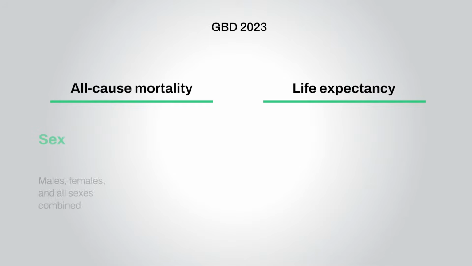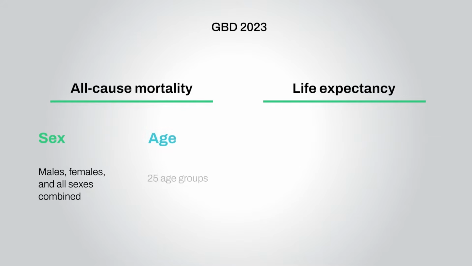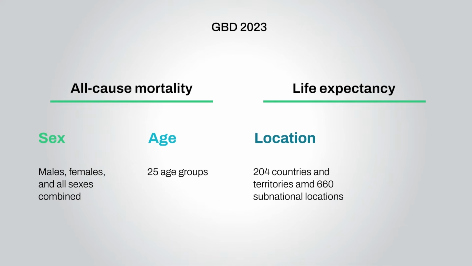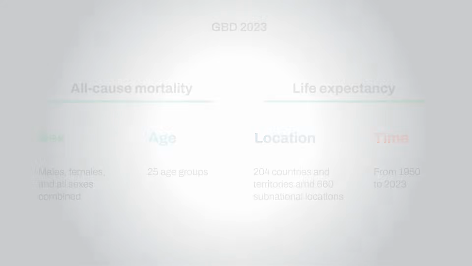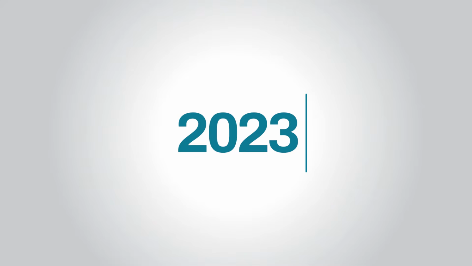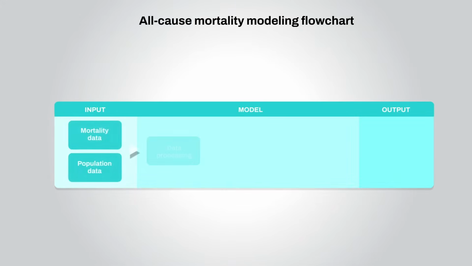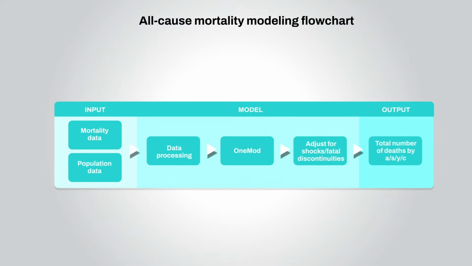all-cause mortality and life expectancy estimates for males, females, and all sexes combined across 25 age groups and 204 countries and territories, and 660 subnational locations from 1950 to 2023. For GBD 2023, the entire time series of estimates from 1950 to 2023 is updated. GBD 2023 uses brand new methodology for estimating mortality.